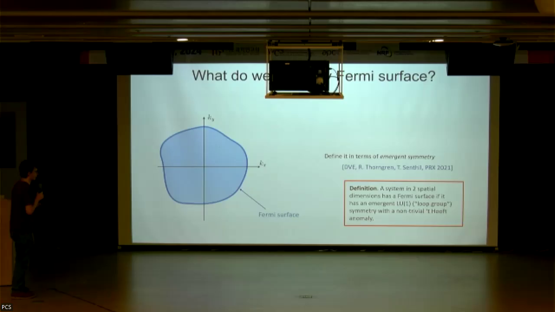And so the proposal that we have is that you should just define a Fermi surface this way: if you're in two spatial dimensions, you say that a system has a Fermi surface if it has an emergent loop group symmetry with non-trivial 't Hooft anomaly. And that's a definition which can be completely general. It doesn't need to know anything about Fermi liquid theory. It can apply even in non-Fermi liquids because it's a non-perturbative statement, and it can apply in very strongly coupled systems too. So that's what we believe is the definition of a Fermi surface in general.